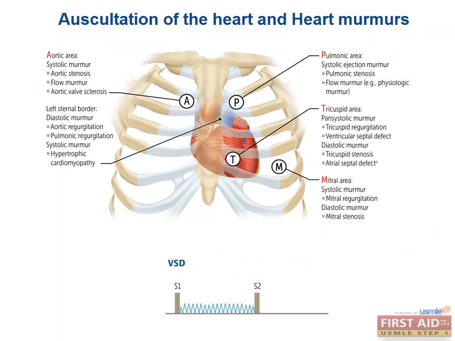The murmur of a VSD is best heard in the tricuspid area because the right ventricle is closest to the chest wall in this area. Blood is flowing from left to right, causing a vector flow across this ventricular septal defect. So our flow vector is going this way. There is no flap or valve over this defect, so blood will be pushed over this defect whenever there is contraction of the left ventricle that is pushing blood into the right ventricle.